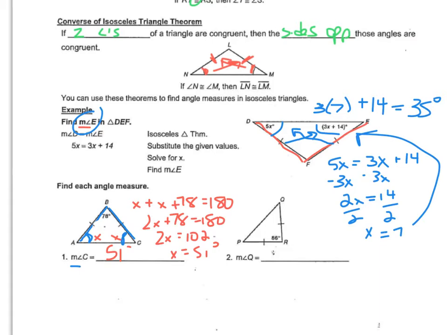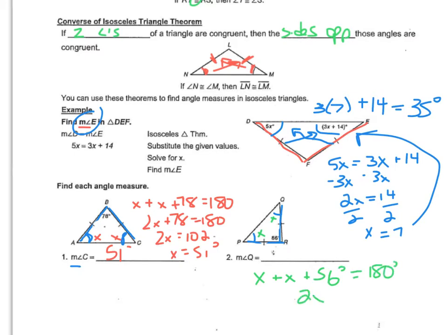Next one is really similar. I have an isosceles triangle because I have two congruent sides. So that means angle Q and angle P are my base angles. They also have not given me a value for either of those, so I'm just going to call them x. And we'll set up the same type of equation. So x plus x plus, I can't tell if that's a 56 or a 66, so we're going to go with 56, equals 180.